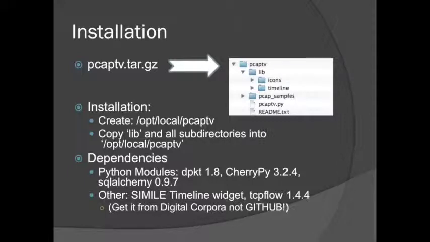The script also has a few dependencies. It requires dpkt 1.8, CherryPy 3.2.4, and SQL Alchemy 0.9.7 Python modules. It also requires the Simile Timeline widget, which I've included, and TCP Flow 1.4.4. Get TCP Flow 1.4.4 from Digital Corpora and not from GitHub. Now let's run a short example.